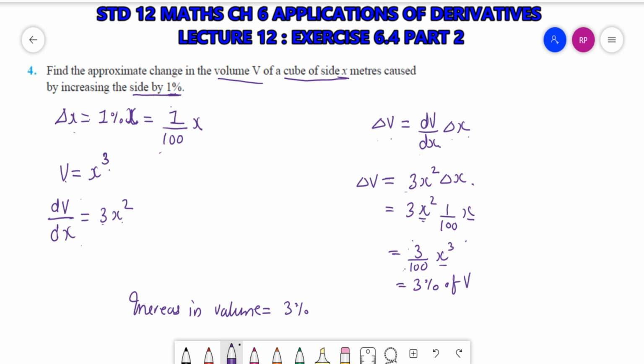Now let's move to the next one. Sorry, in this question 4, you can also write it down in this way. See, this will be equal to 0.03 x cube. So you can also write down that change in volume is equal to 0.03 x cube.